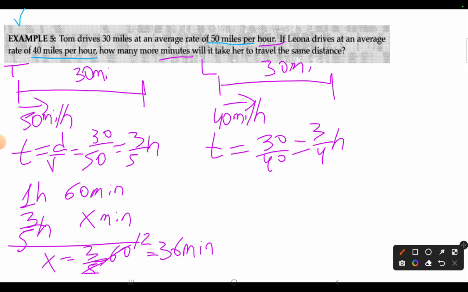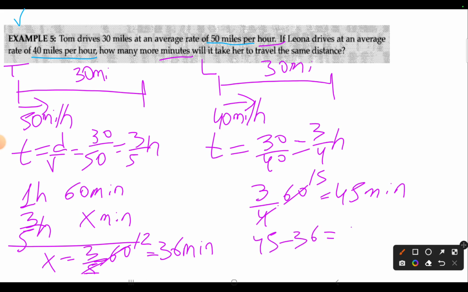For Leona, 3 over 4, we multiply by 60, we have 15 times 3, is 45 minutes. And we see that the difference between 45 and 36 is 9 minutes. It will take her 9 minutes longer.